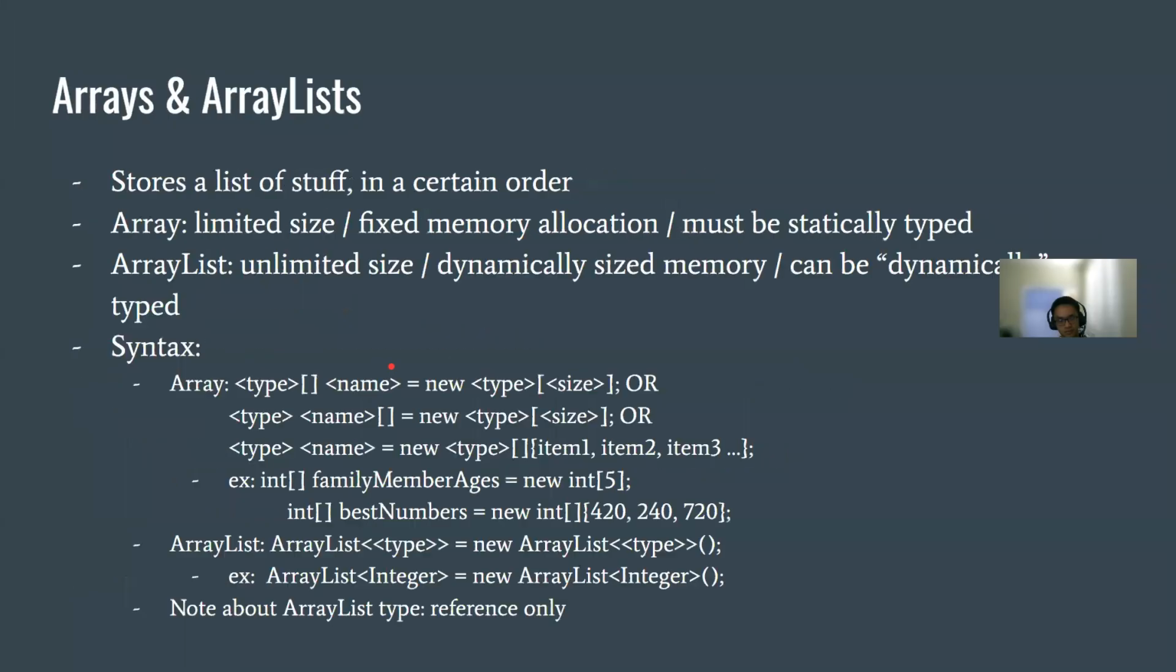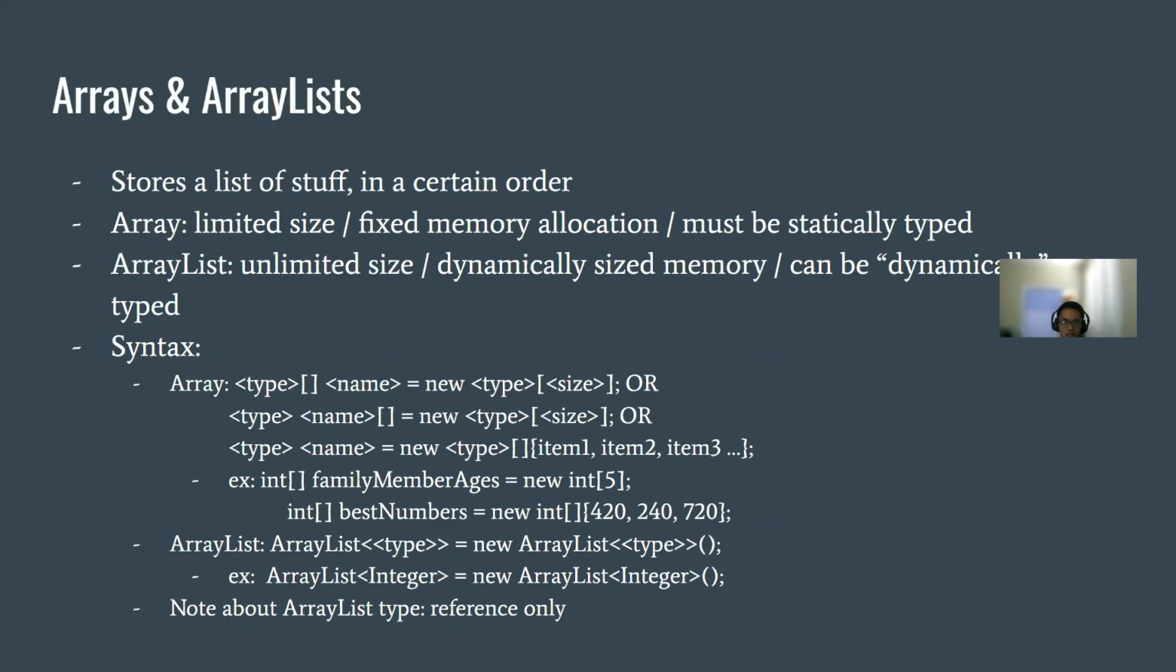Arrays and array lists. Basically they store information for you, in a certain order, as a list. You can imagine maybe you have a phone book, and a phone book could be an array of a bunch of phone numbers.